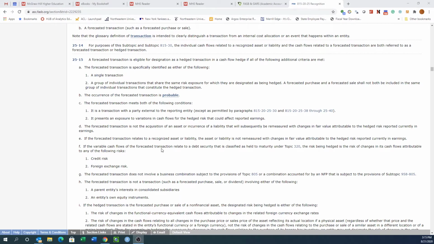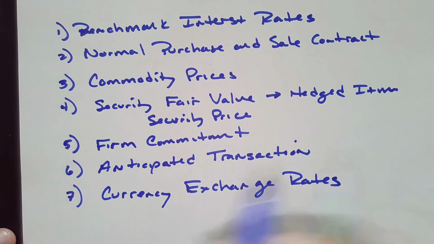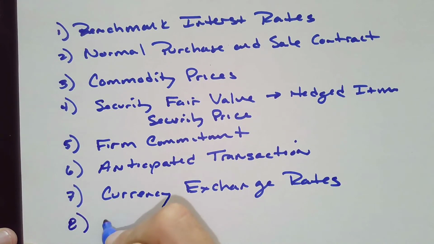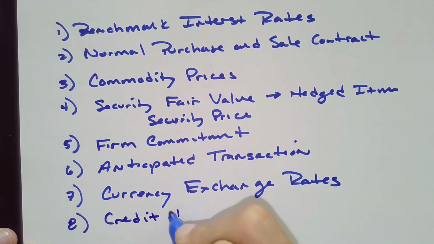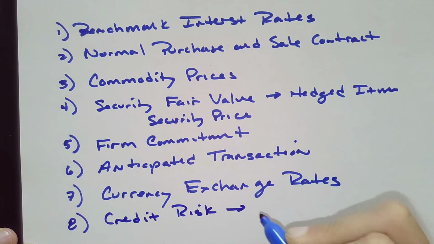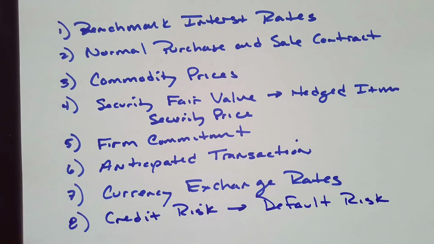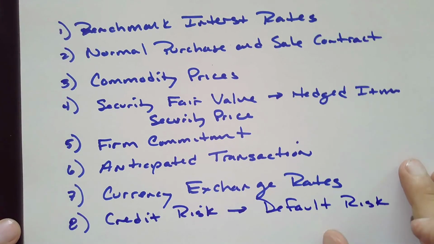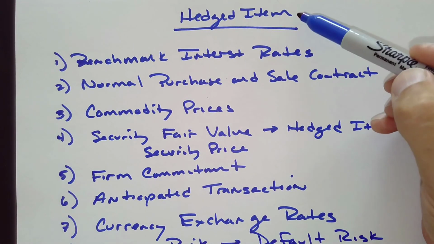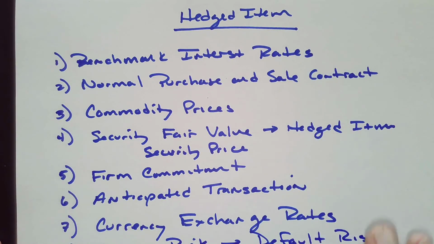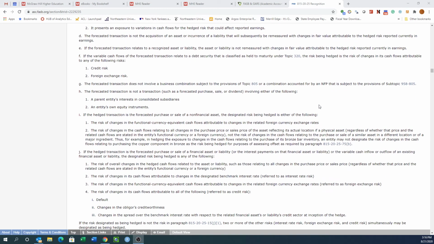You could also hedge the credit risk in a particular item. Basically, what we're saying is you can hedge the default risk from a counterparty. And all of these things, as you are trying to get hedge accounting, you have to document what is the hedged item in whatever relationship you are developing. And making sure you have an understanding about what is actually in the literature about what can be and what can't be a hedged item is going to be critical.